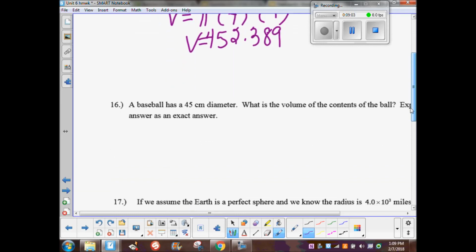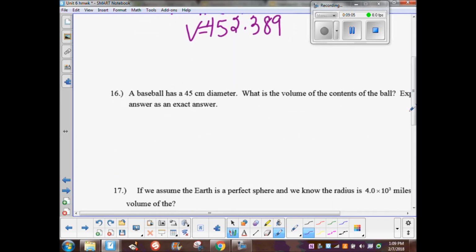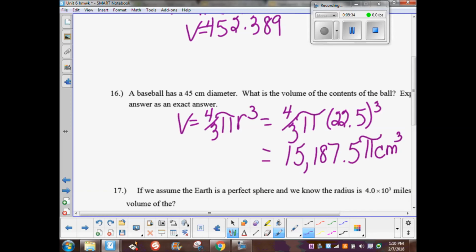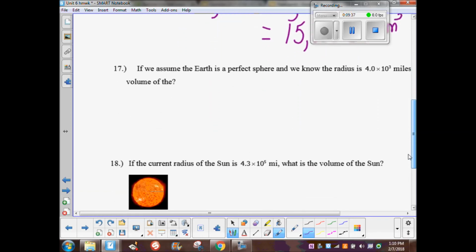16 is a baseball, so that's a sphere. And exact, so don't use the pi key, leave it in terms of pi. Now they gave us that the diameter was 45, so the radius is 22.5. So we end up with 15,187.5 pi centimeters. Okay, we're skipping 17 and 18.